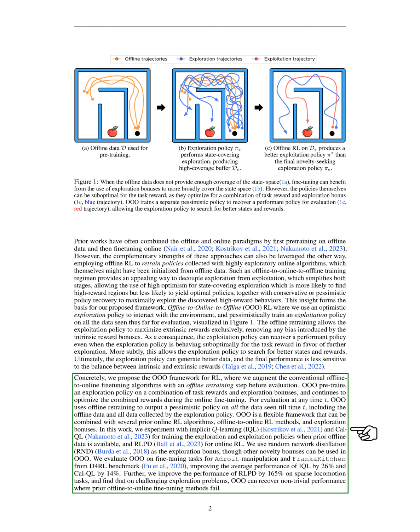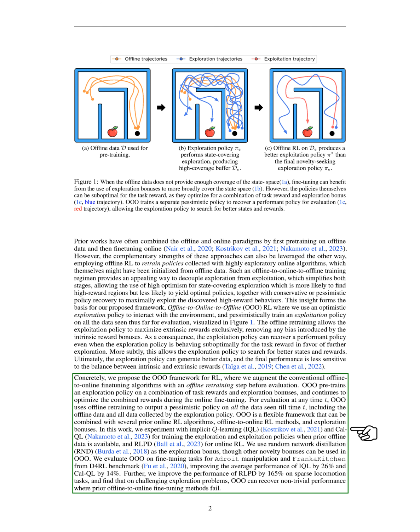We've tested the OOO framework on fine-tuning tasks for adroit manipulation and Franca Kitchen from the D4RL benchmark. The results showed an improvement in the average performance of implicit Q learning by 26% and CalQL by 14%. We also improved the performance of RLPD by 165% on sparse locomotion tasks.